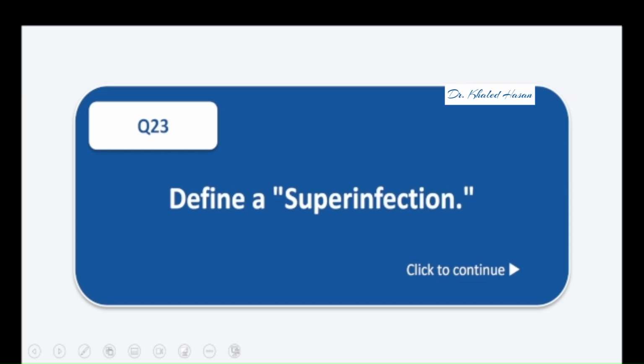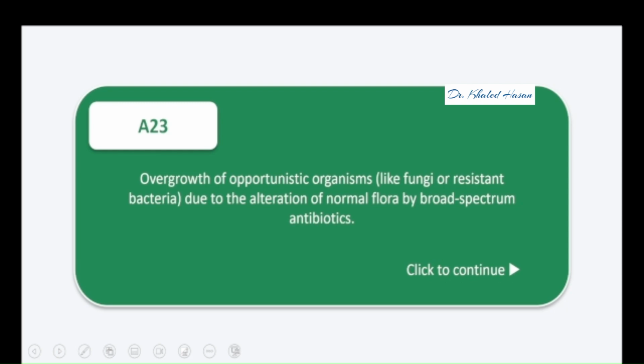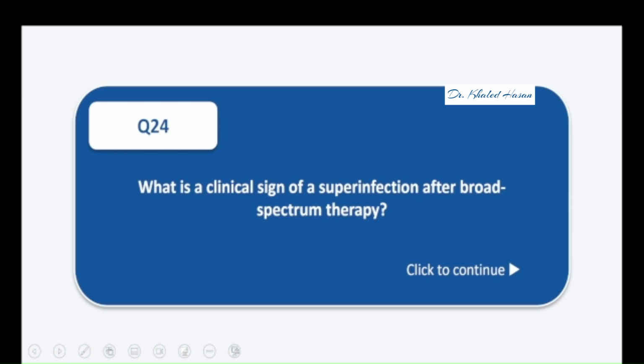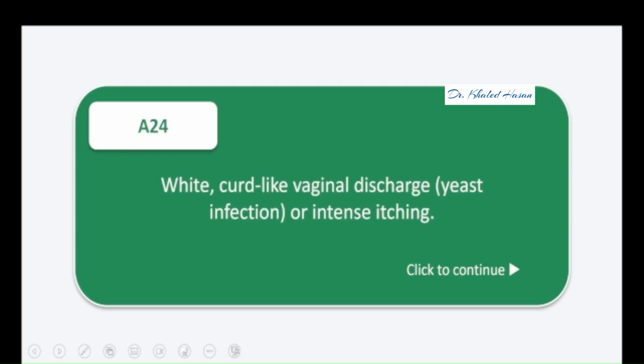Define superinfection. Superinfection means overgrowth of opportunistic organisms like fungi or resistant bacteria due to the alteration of normal flora by broad-spectrum antibiotics. What is a clinical sign of superinfection after broad-spectrum therapy? White curd-like vaginal discharge, yeast infection, or intense itching.